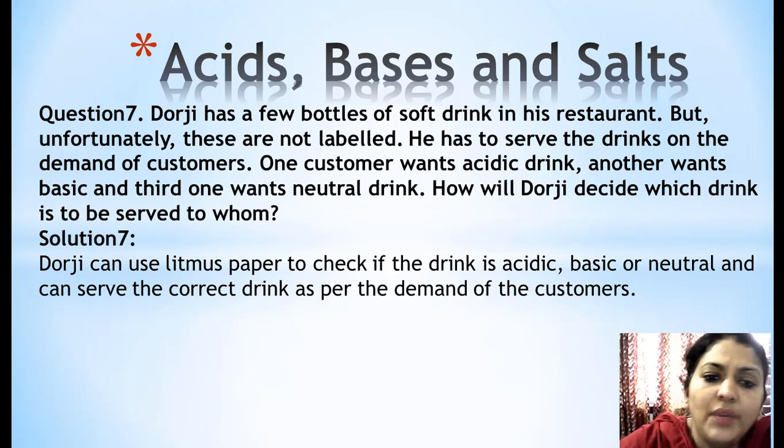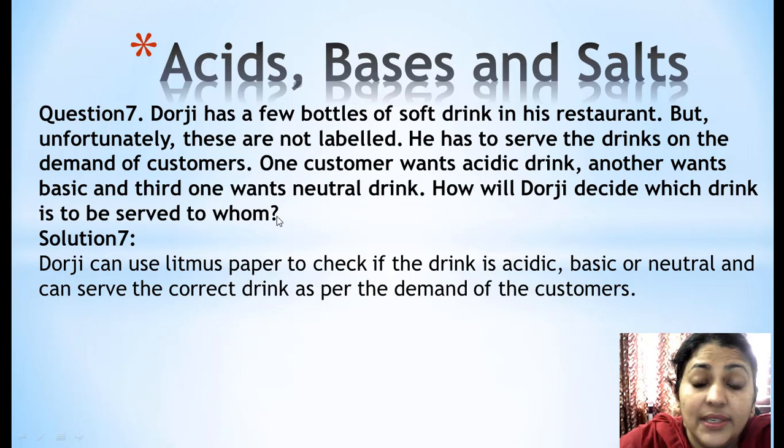Okay. So, how can we check the nature of these liquids? Simply by using a litmus paper, isn't it? So, what will happen if we dip a blue litmus paper in acid? It will turn into red color.